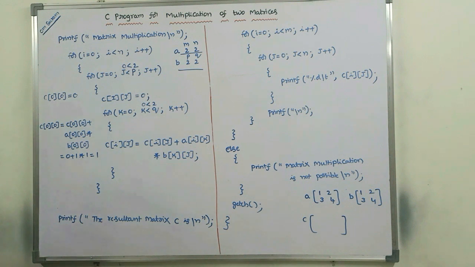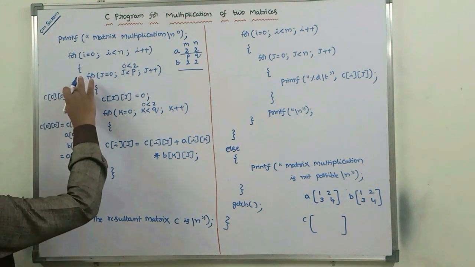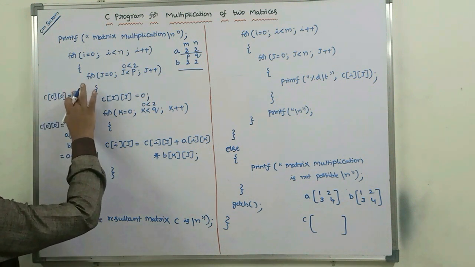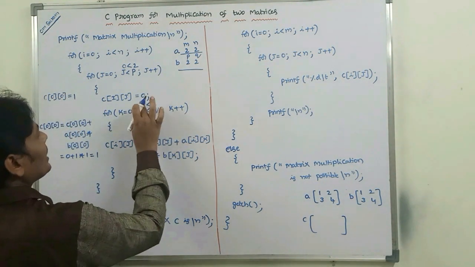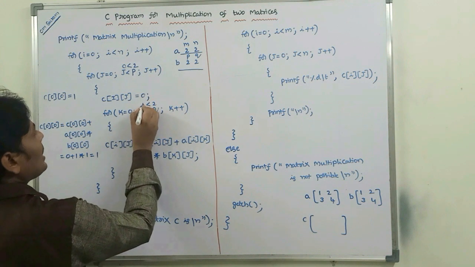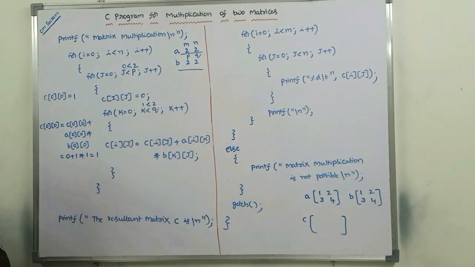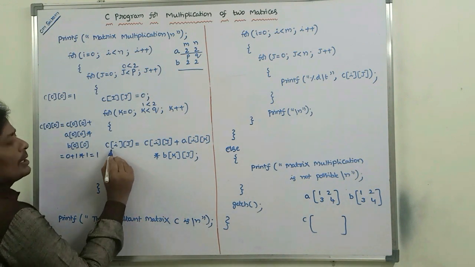Okay. So now this result can be taken as 1. Okay. Next, k value is incremented. Now k value is 1. 1 less than 2. Condition true. Now also we are finding out C of ij.